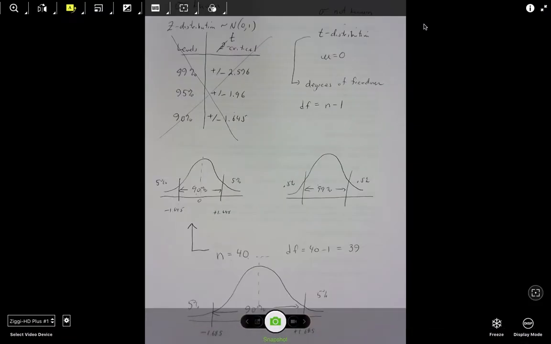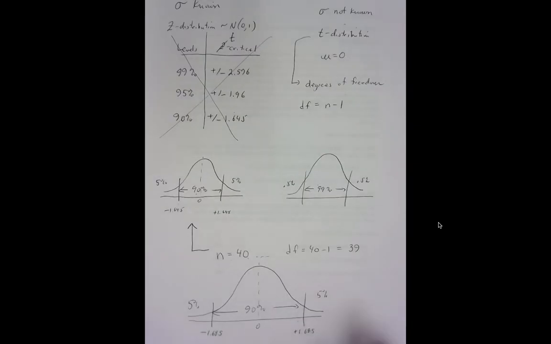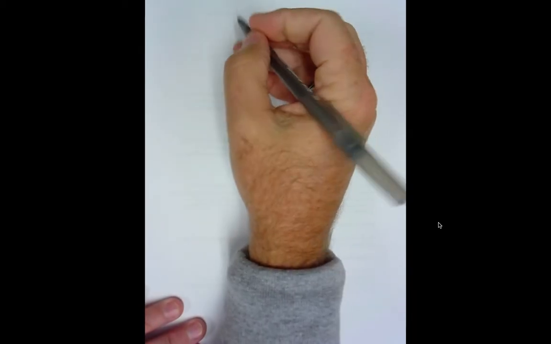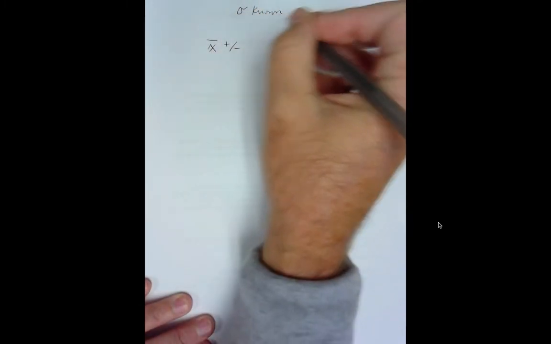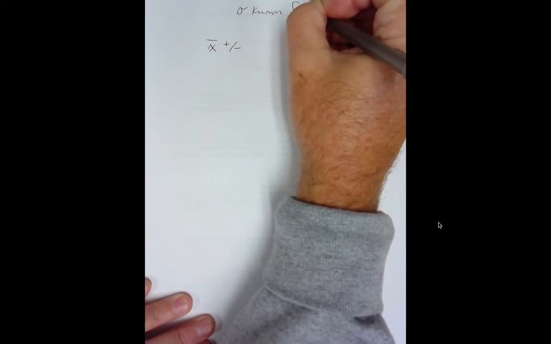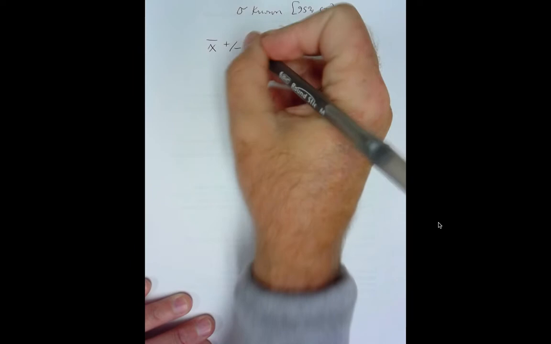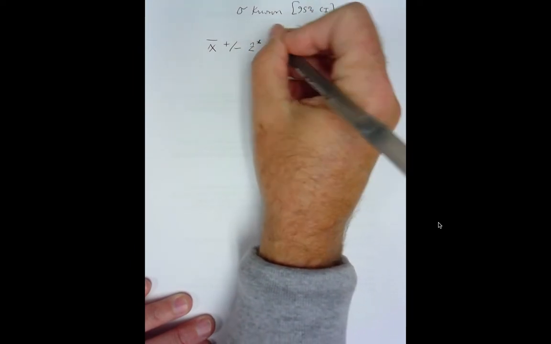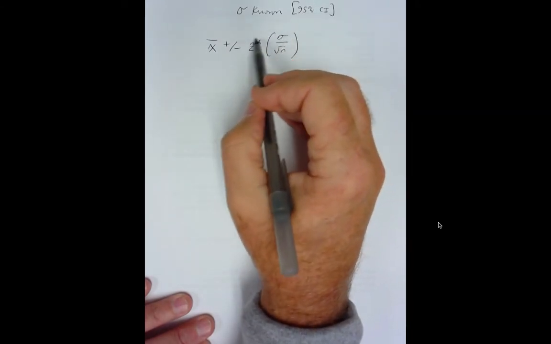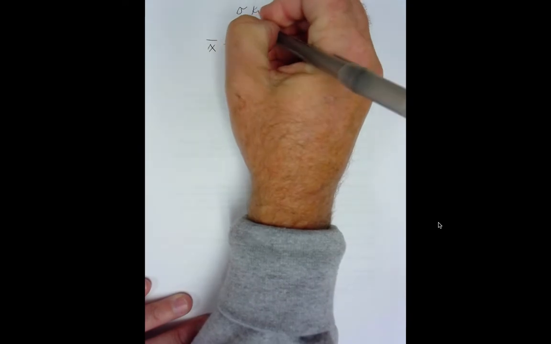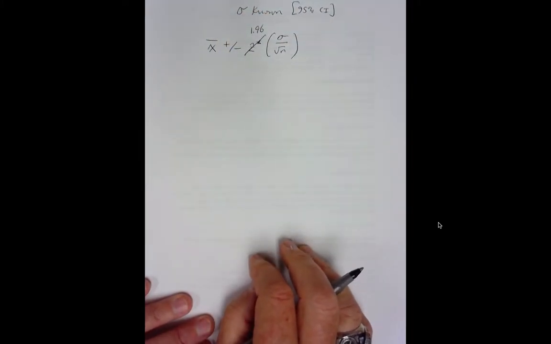All right, gang. Let's get to some good stuff. So what do we know? Back before, when sigma was known, we saw that we could estimate mu by taking x bar plus or minus z critical times sigma over the square root of n. Let's just focus on the 95% confidence interval. Now, 95% was 1.96. Remember seeing that from the previous video?